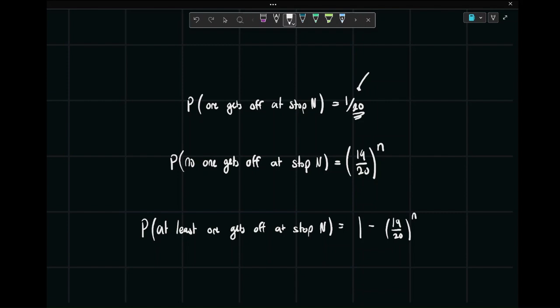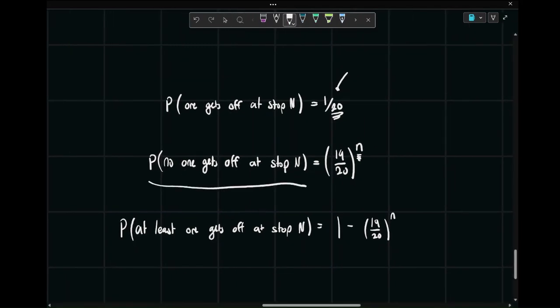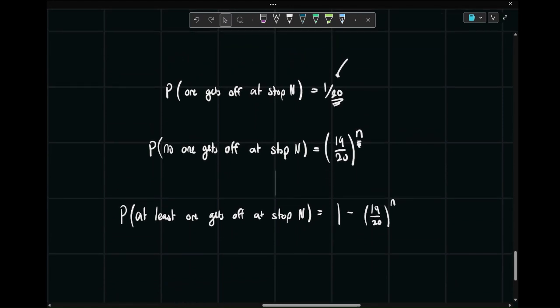And so the chance of no one getting off, or the chance of not getting off at that stop, is 19 out of 20. And this is to the power n, which is the amount of people on the bus. So this is the probability that no one gets off at a stop, at any stop, n being the amount of people. And so the probability that at least one person gets off at a stop will be 1 minus that probability.